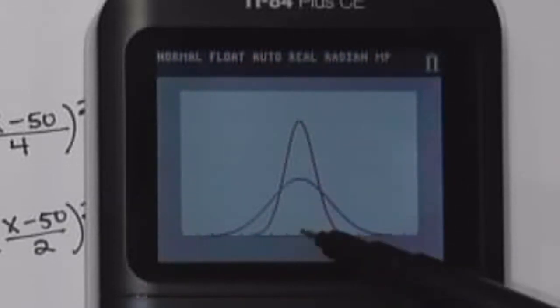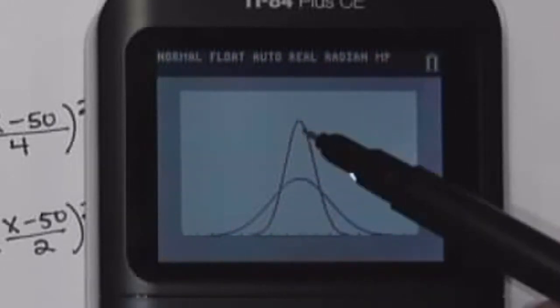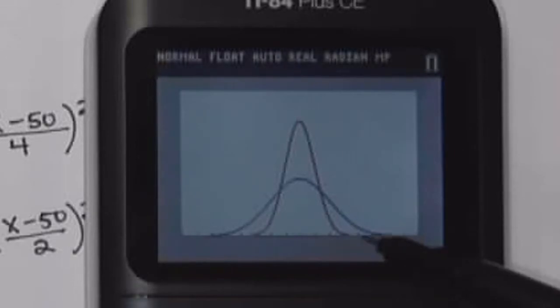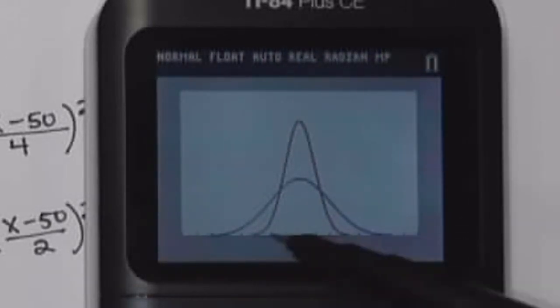So the 50 is the center. Notice both graphs are centered above 50, but the red graph has a smaller standard deviation, which means it's less spread out. And so that means it has to be taller and skinnier than the other graph.